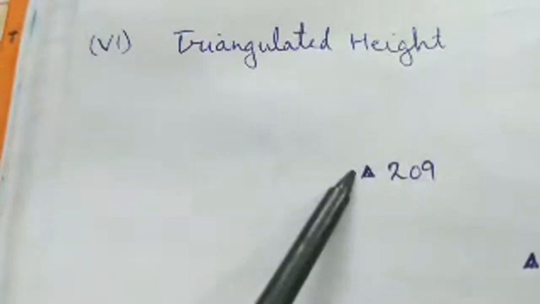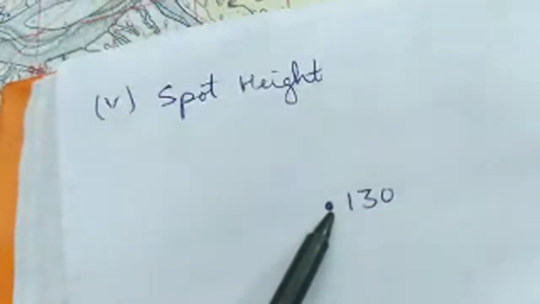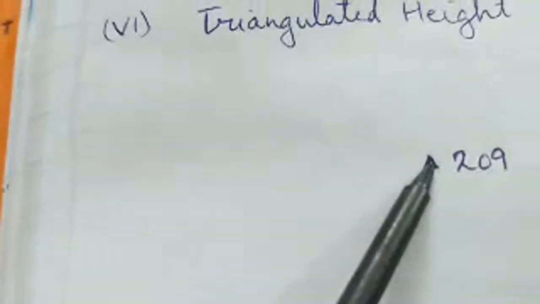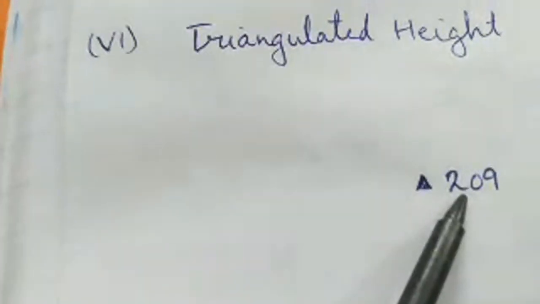But how is it different? It is different from this spot height. This also tells the same thing, height. Here also it tells the same thing, height. But how is it different?